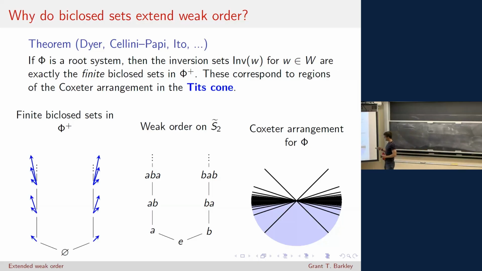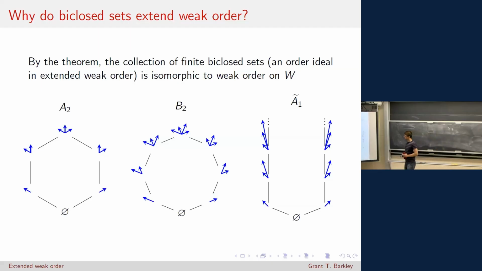And these finite biclosed sets, the ones that are associated to elements of the group, they also correspond to regions of the Coxeter arrangement. They're separable, but not every region, just the regions that are in what's called the Tits cone. So here, shaded in blue, the same area that we were looking at before that corresponded to elements of the group, this is the Tits cone for this affine A2. So extended weak order is kind of about understanding things that are happening outside the Tits cone. Okay. So this is just restating what I said. The collection of finite biclosed sets is isomorphic to the weak order.